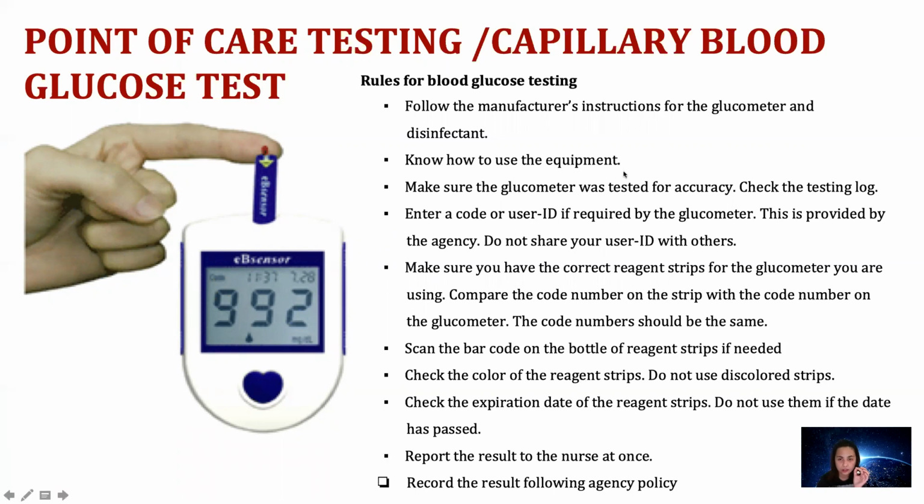Make sure you follow the instructions of the glucometer disinfectant. Know how to use the equipment. Make sure the glucometer was tested for accuracy. It is calibrated. Then you enter the ID or make sure that the one you're checking is the right patient. Then report if there's any abnormality. You report to your superior, okay, or the doctor.